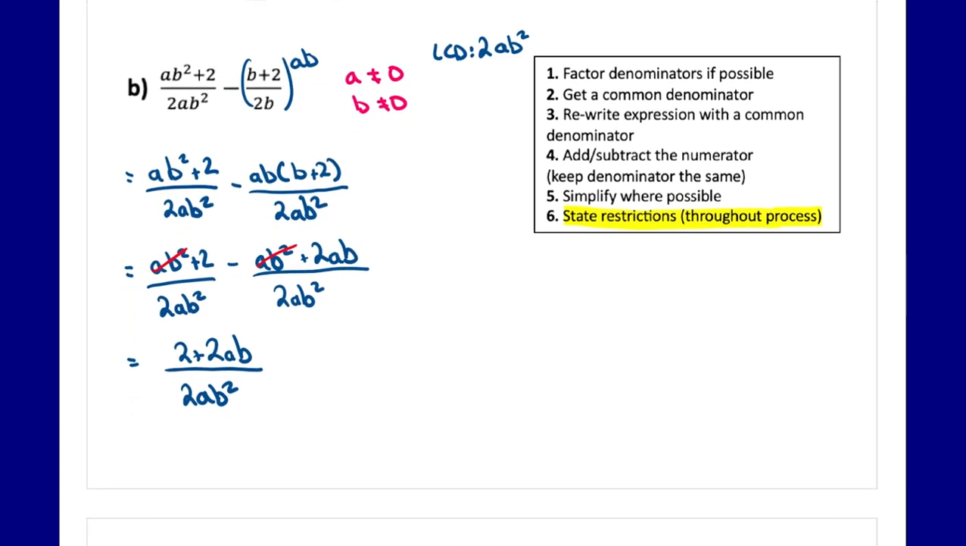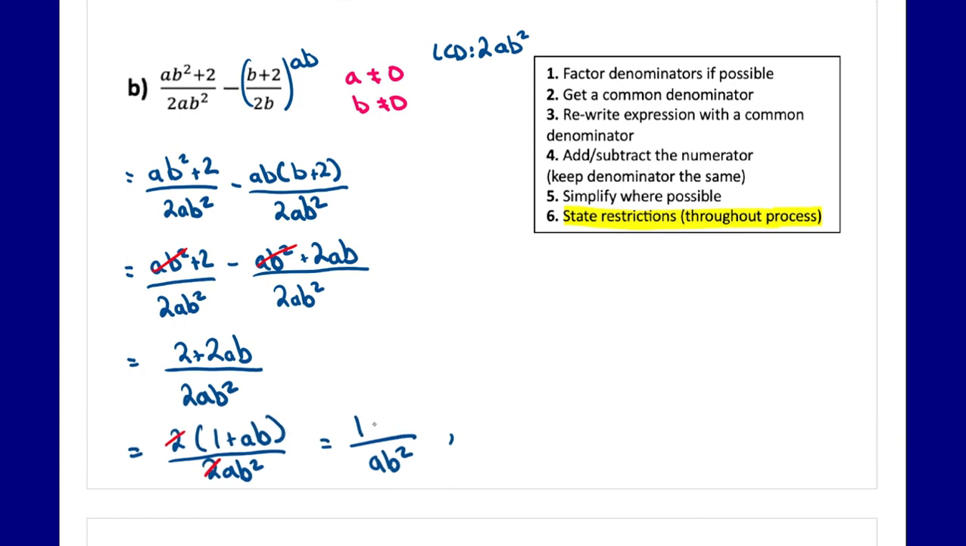Again, no new restrictions in the denominator. Looking to see if I can cancel anything out. Well, I can actually factor the top. I can remove a common factor of 2, which makes it 1 plus ab divided by 2ab squared. And this I can actually cancel out the factor of 2, because now I'm multiplying, essentially. So I can cancel out those two coefficients. I get 1 plus ab divided by ab squared. No new restrictions have popped up. So this is my simplified form.